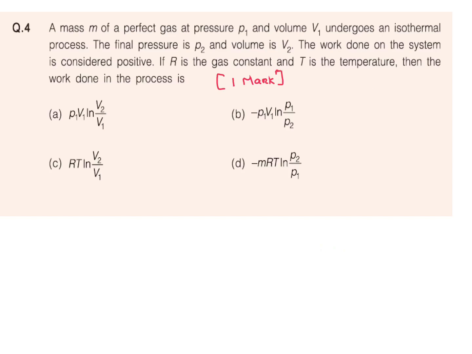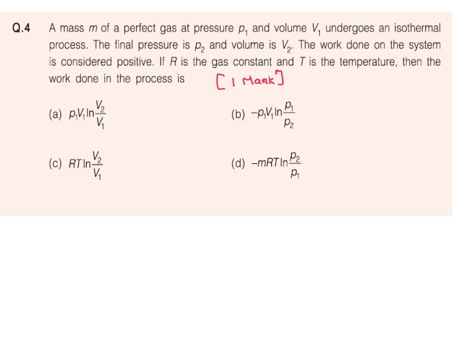A mass M of a perfect gas at pressure P1 and volume V1 undergoes an isothermal process. The final pressure is P2 and volume is V2. The work done on the system is considered positive. If R is the gas constant and T is the temperature, then the work done in the process is how much? Work done we have to calculate.